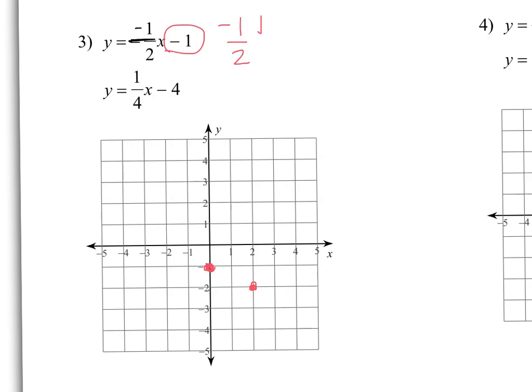The negative 1 tells me down, and the 2 tells me to the right. So I keep going down 1 to the right 2. I could continue this pattern and go in the opposite direction as well. But at the end, I have to connect with arrows on each end.